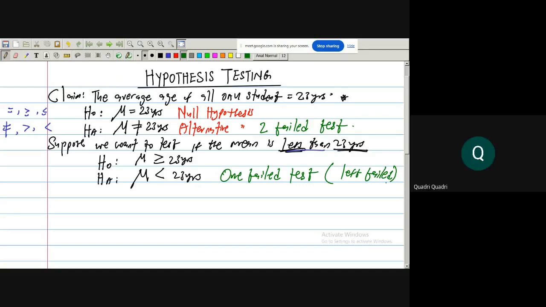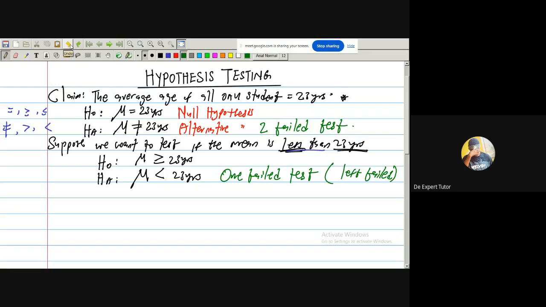Now pay attention to something. When we are conducting hypothesis tests, we are trying to decide whether to reject the null hypothesis or to accept the null hypothesis. I'll tell you how to reject or how to accept. Let us go. Now, pay attention.